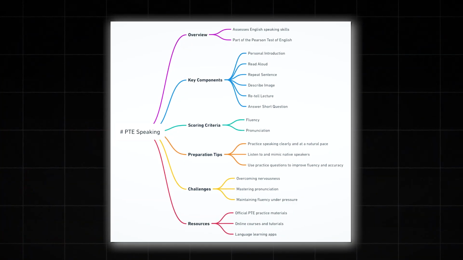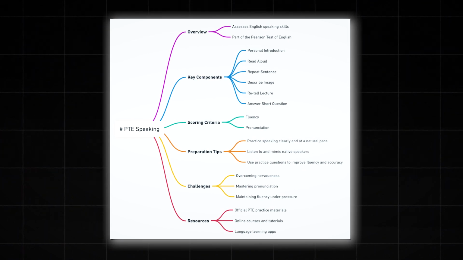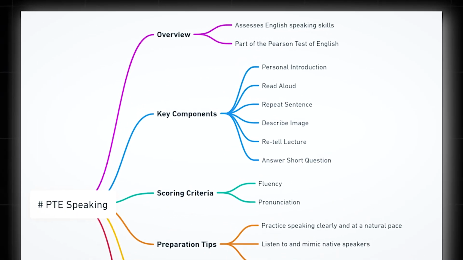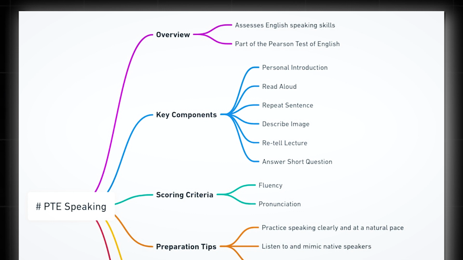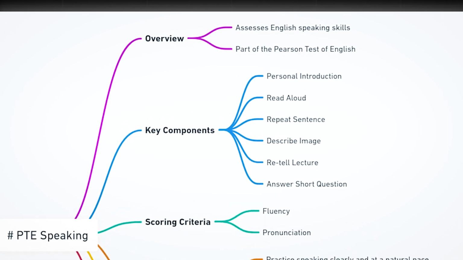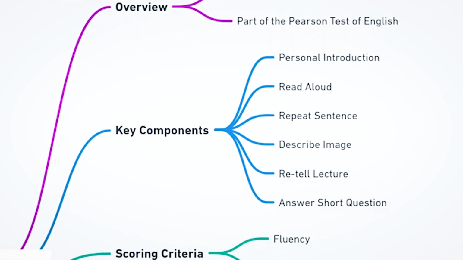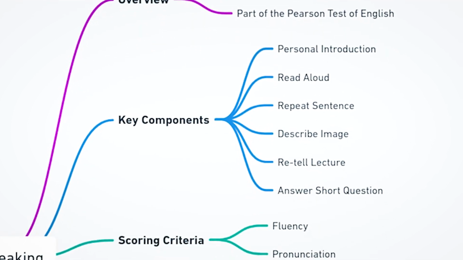This is the diagram for PTE speaking, the mind map that I have created. In the PTE speaking you will get the overview first, like what is the overview of the exam: assess English speaking skill and part of the Pearson test of English. And from there is a key component, the question types, like read aloud, repeat sentence, describe image, retell lecture, answer short question.